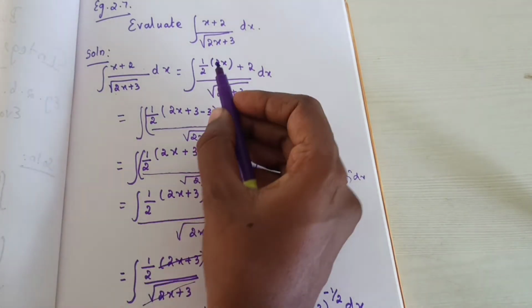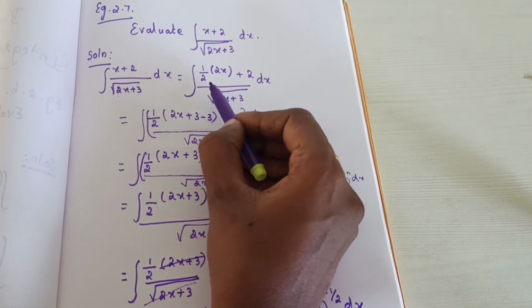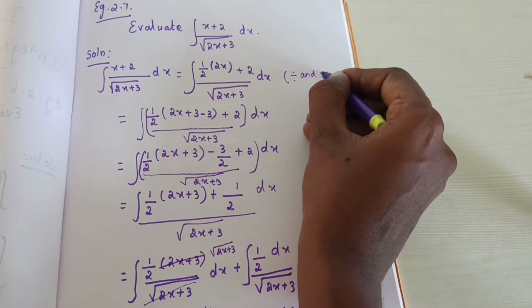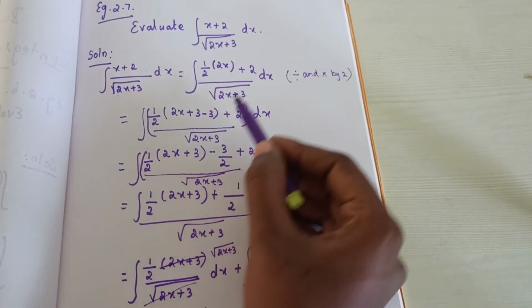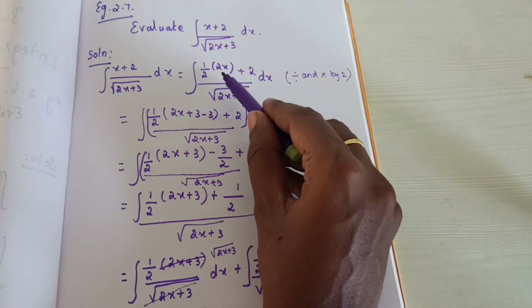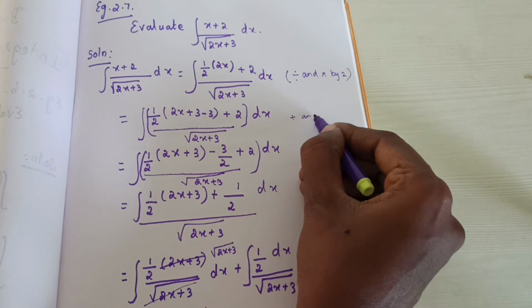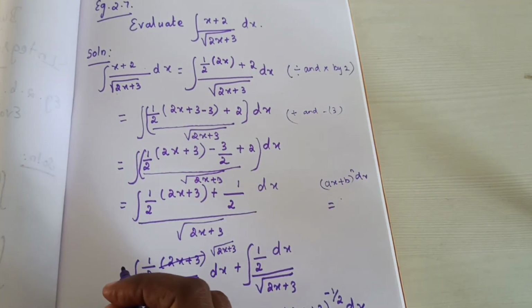Because of that, to bring this as 2x, I multiplied and divided by 2. If you need, you can write it as divide and multiply by 2. Okay, in this step I did that, not for the whole, only here. Then the next step, I did add and subtract 3.